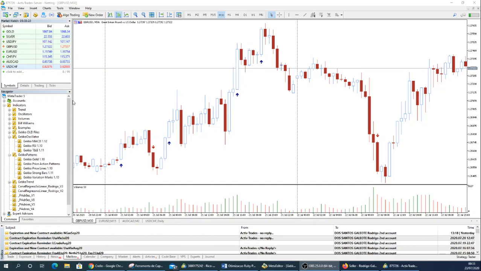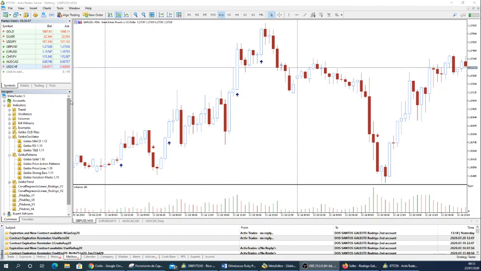So the intention of this indicator, unlike many of the other indicators that we have, is that this is not a known indicator from the market, like high-low, like MACD, RSI, Ishi, and other indicators known out there in the market. So this is an indicator created by ourselves here at Gekko. And the name of the indicator is strong bars.